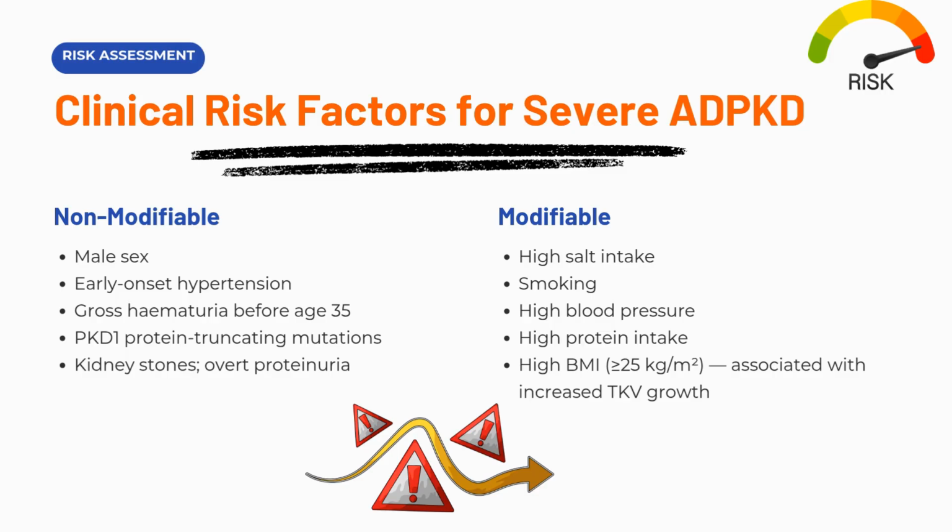Now, the good news: some factors are modifiable. High salt intake accelerates disease progression. Smoking is associated with worse outcomes and should be strongly discouraged. Poor blood pressure control is a major driver of progression. High protein intake may also contribute to faster decline, and higher BMI, especially above 25, is associated with faster total kidney volume growth.